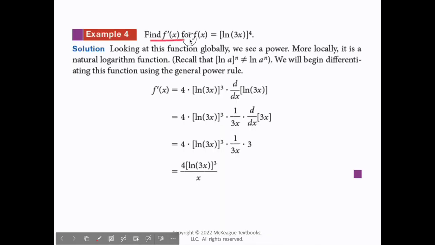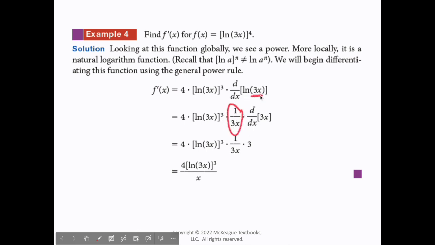Okay, looking at example 4, now we're going to be using the chain rule, but the inner function is a log function. So when I take the derivative, using the power rule, the 4 comes down in front, and then that gets decreased by 3. So that's this right here. But because we have an inner function, we have to multiply it by the derivative of the inner function. So the derivative of natural log of 3x is 1 over 3x.